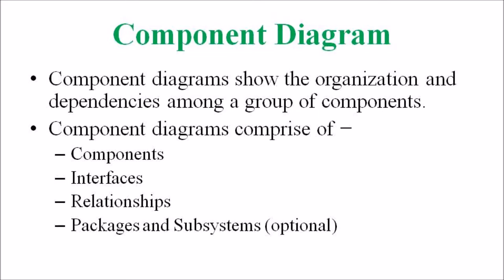A component diagram shows the organization and dependencies among a group of components. A component diagram comprises components, interfaces, relationships, and finally packages and subsystems, which are optional. Component diagrams are used for constructing systems through forward and reverse engineering, and modeling configuration management of source code files while developing a system using an object-oriented programming language. Thirdly, it represents schemas in modeling databases. And finally, modeling behavior of dynamic systems. So these are the different component diagram usages.